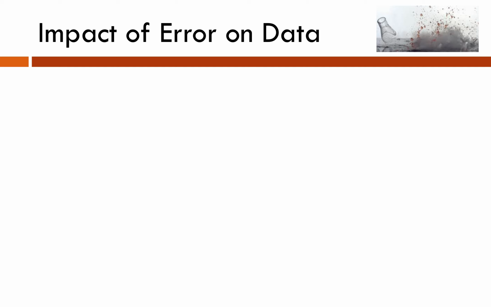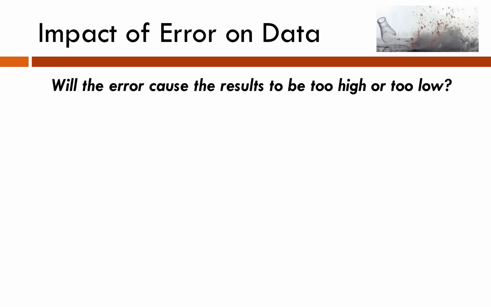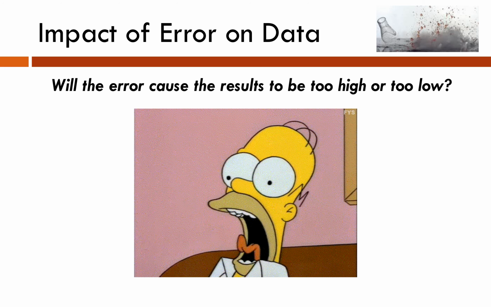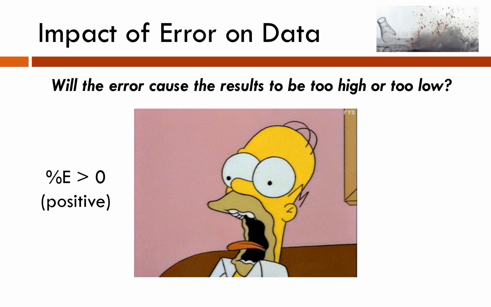All right, so you've got your valid error. This is a question that causes a lot of frustration for students. Will the error that you cited cause the results to be too high or too low? This requires a lot of thinking. If your error causes the results to be too high, you think back to the percent error formula, that means that your measured or experimental results are greater than the actual value. You're going to end up with a positive percent error.